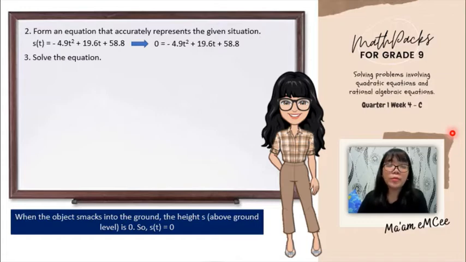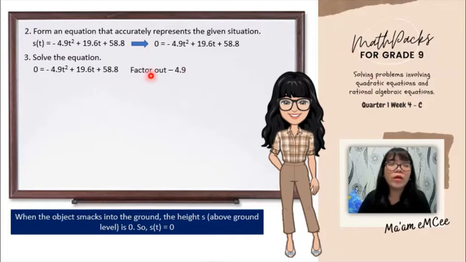And step number 3, solve the equation. Again, we have 0 equals negative 4.9t squared plus 19.6t plus 58.8. Now we factor out negative 4.9. Why? Because para hapos sa aton nga mag-solve, our a here will become 1. So it will be easier for you to factor. That means we will be dividing both sides of the equation by negative 4.9. So factoring negative 4.9, ginpagwa ta si negative 4.9.